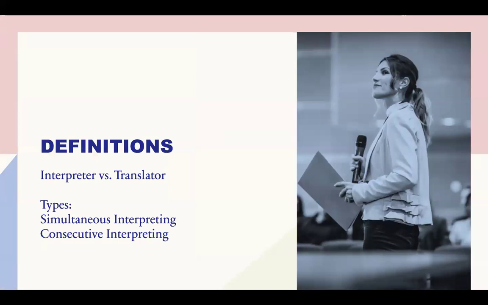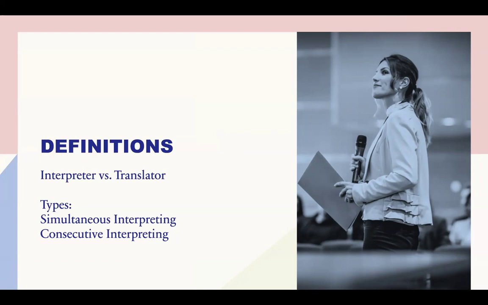Some definitions that we would like to review are interpreter versus translator. Here are some definitions that would be helpful. An interpreter is a person who translates spoken or signed messages from one language to another. A translator is a person who converts written text from one language into an equivalent written text in another language. And sometimes these two words are used interchangeably, when in reality, these are two different roles.